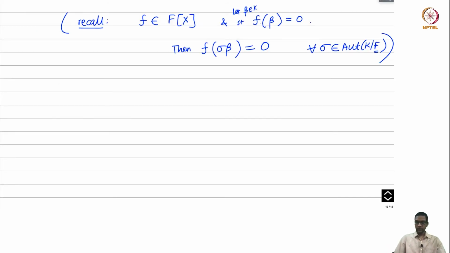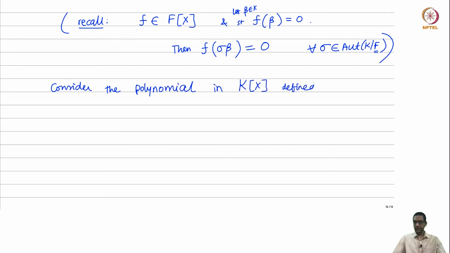So now let's do the following. Let's consider the polynomial in K[x], with coefficients in K, defined by the following. Let me call it g of x, which is just the product of x minus alpha i, where i goes from 1 to r.